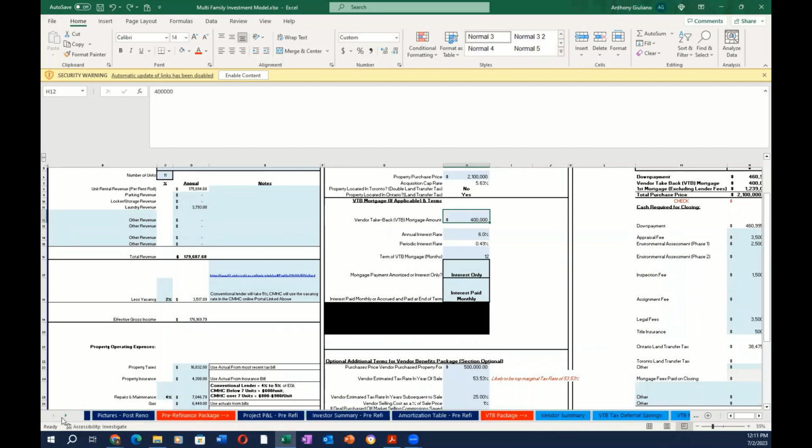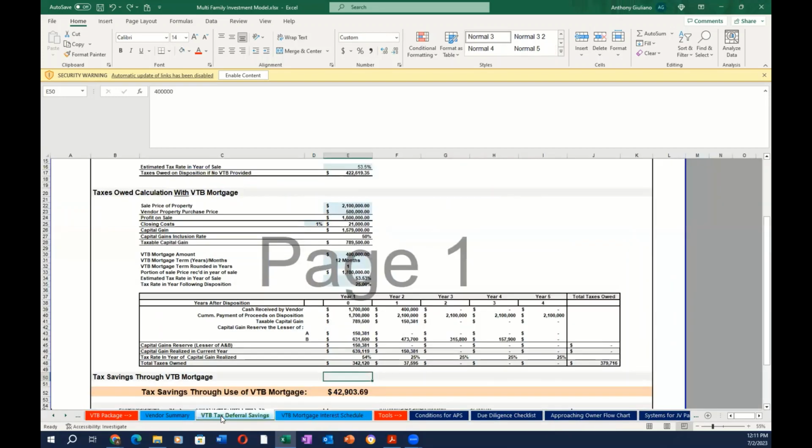But that's just a quick demonstration of how you can dynamically show the vendor how they can defer their gain and realize a tax advantage by delaying their capital gain, and at the same time move the gains into a different year. Maybe they've sold all their properties in this current year and have a huge amount of income coming in. They may want to defer that gain to year 3 or year 4 and pay a lower tax rate.